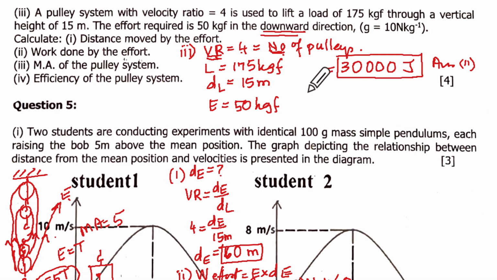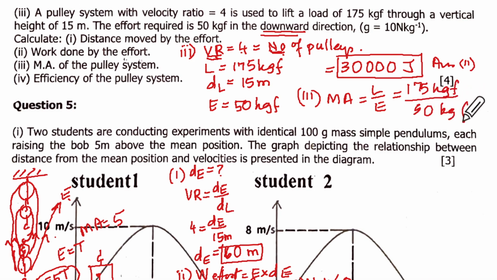They are saying mechanical advantage. Mechanical advantage is load upon effort. The values have been given: 175 kgf upon what? 50 kgf. Kgf got cancelled. 25 twos is 50, and 25 sevens is 175. So we are getting 3.5.